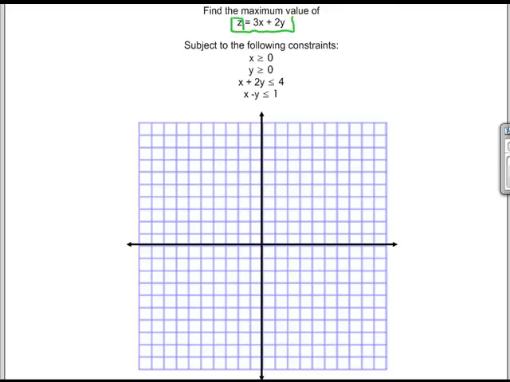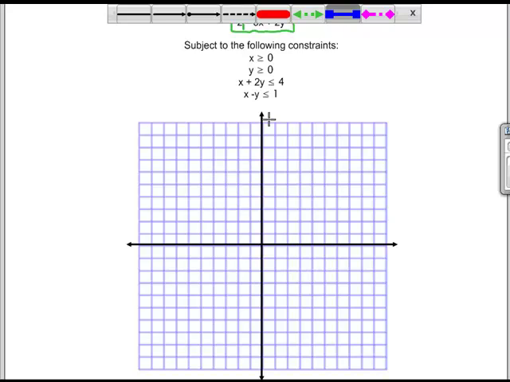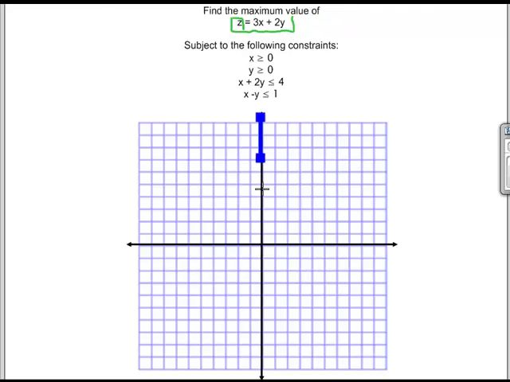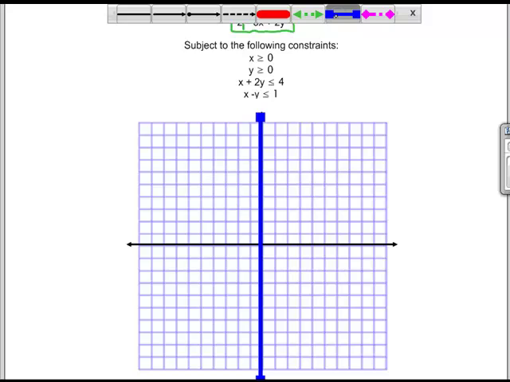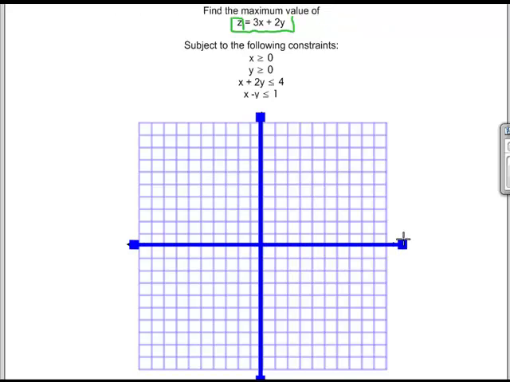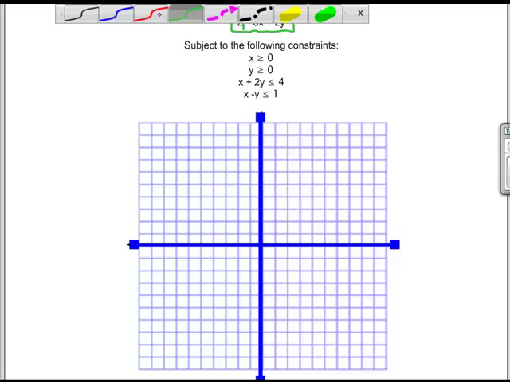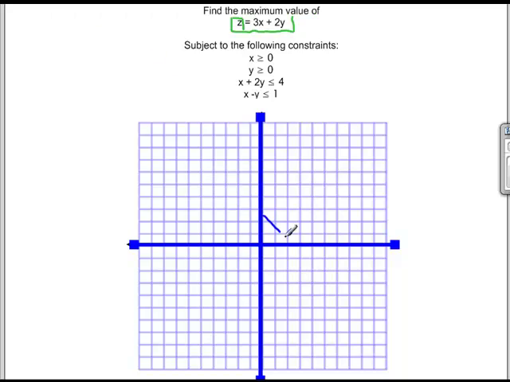Alright, so our first constraint, and this goes back to graphing the inequalities, is that x has to be greater than or equal to 0. So that means it has to be to the right of this line, right, the positive values of x. We also see that y has to be greater than or equal to 0. So that means already it has to be in this quadrant. Okay?